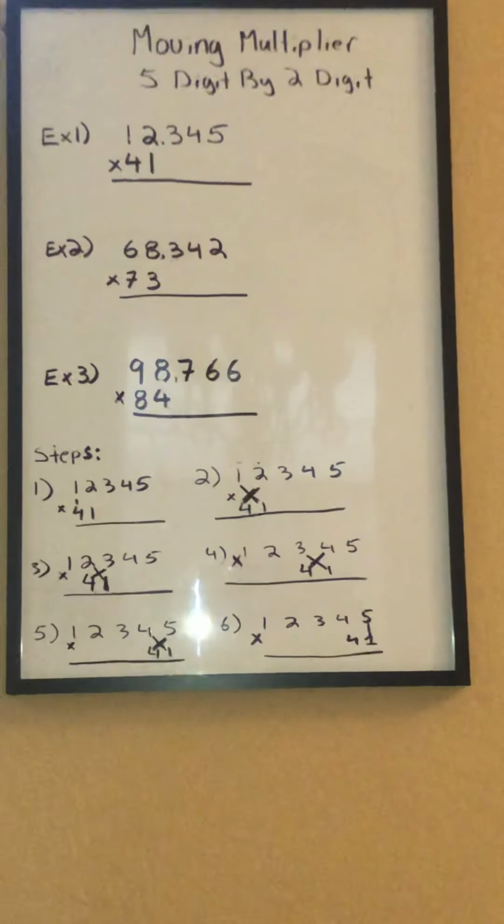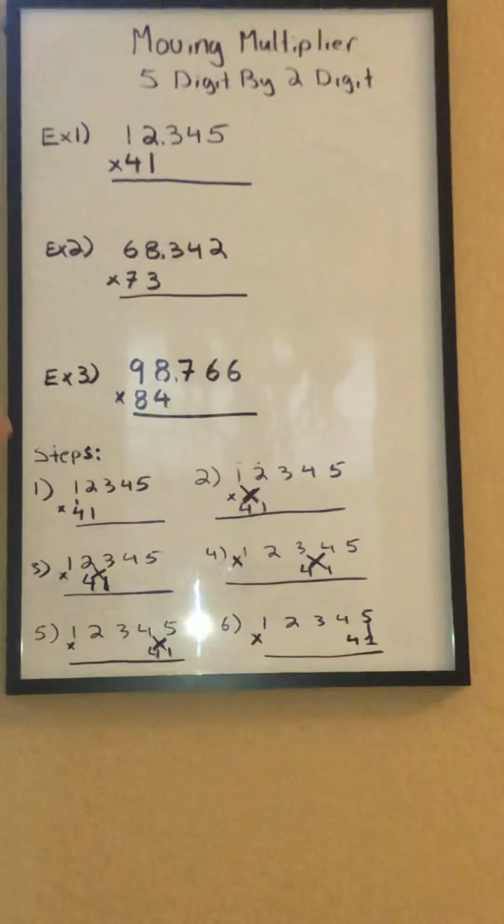Hello everybody. Today I'm going to make a short video on the moving multiplier concept, and we're going to multiply a 5-digit number by a 2-digit number. Now, it's really important that you watch the prior videos on this concept, how to multiply a 3-digit by a 2-digit number using the moving multiplier concept and a 4-digit by a 2-digit number. So please make sure you watch those first, and this will be really simple, okay? Let's go ahead and get started.